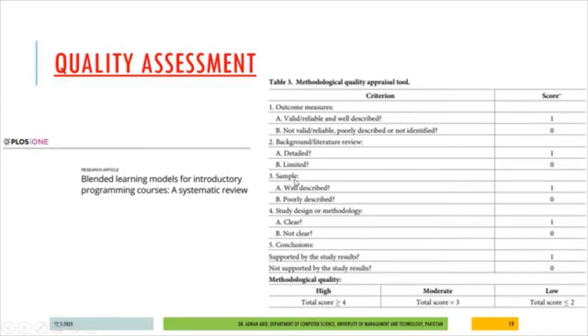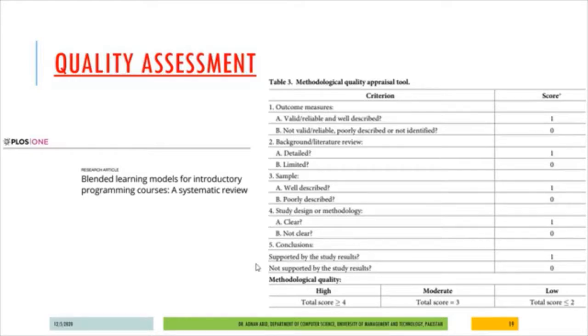And there, the sample is well described or poorly described. How did it select the study? How did it carry out the study? Since it is a blended learning approach, there is the sample size and all the students which were involved, the student group, control group, and other group. If that is well defined and described, it's okay. Otherwise, if it is poorly described, we cannot generalize such studies, so we disregard it. The study design and methodology have to be clear, otherwise we disregard it, and there have to be proper conclusions derived with appropriate well-defined scientific methods and measures.